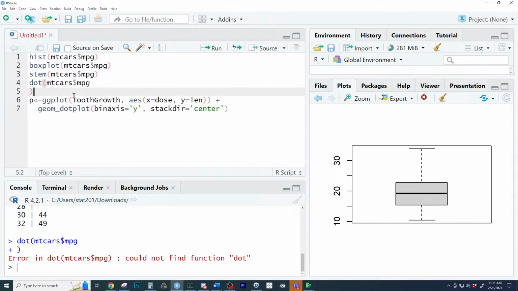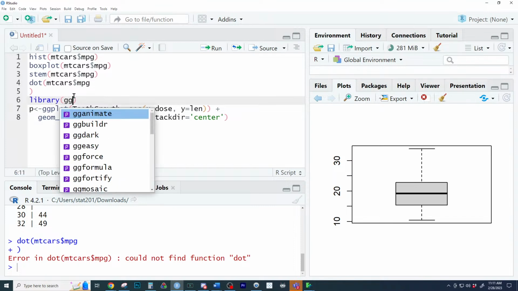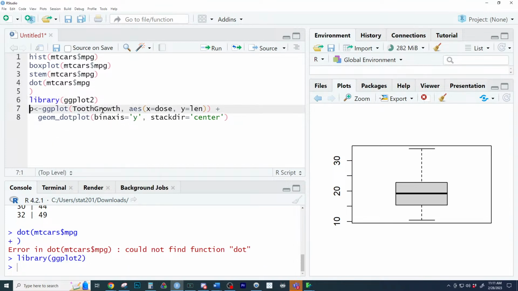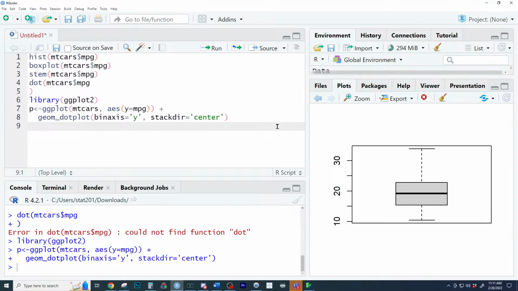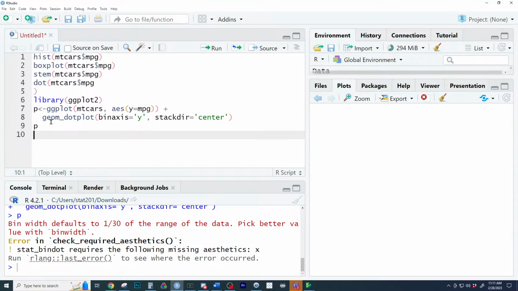Try this real quick. Need to load library ggplot. And the data set is mtcars. And we just want to do the y variable, and the y variable is mpg. And then we run the graphic. It's mad. It's all kinds of mad.